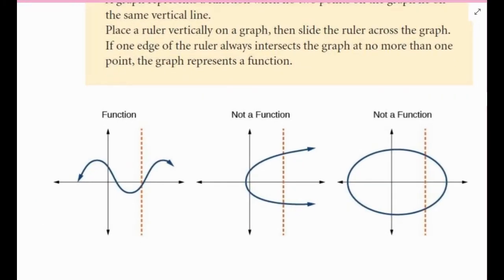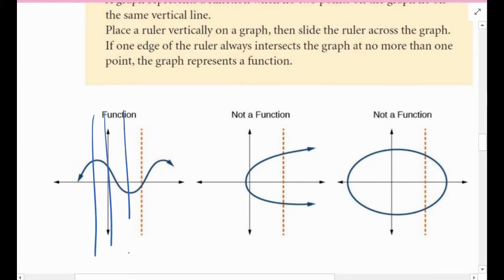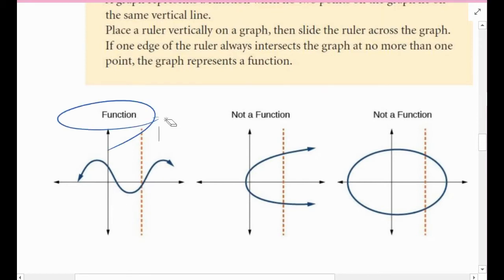For example, if you draw a random vertical line on this graph, everywhere the line passes through the graph only once. There's only one intersection. Therefore, this is a function. But look at this graph.